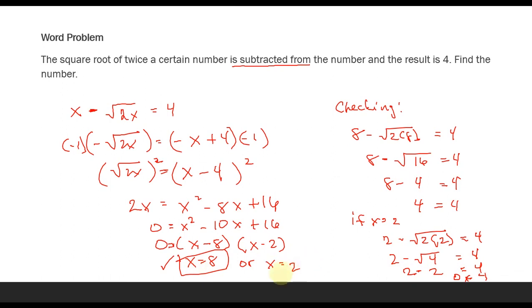So I will be erasing this one. x equals 2 is an erroneous root. So we'll stick with x equals 8.